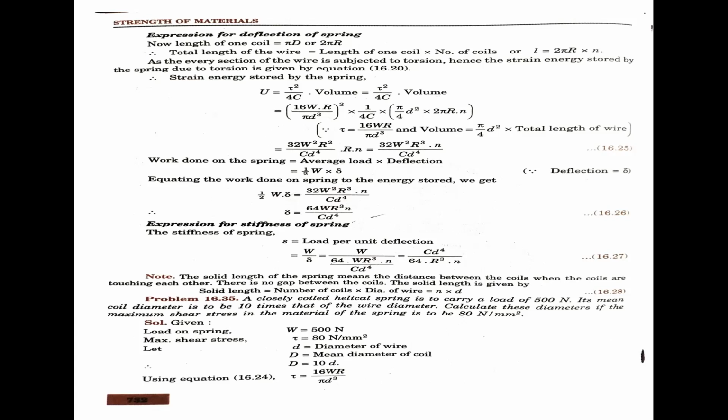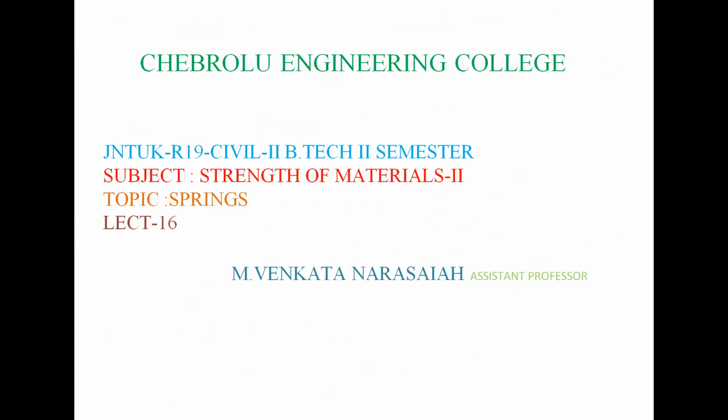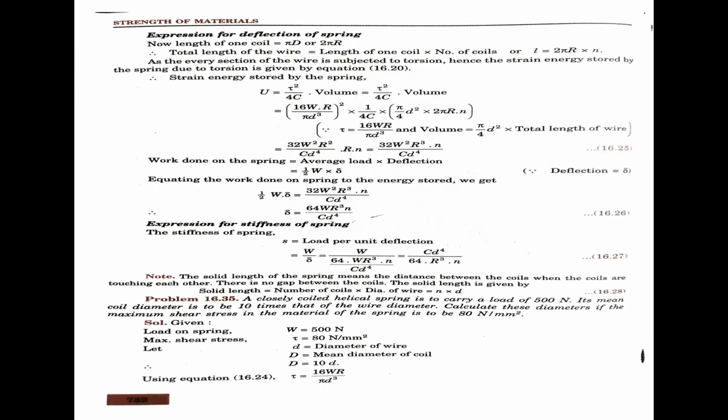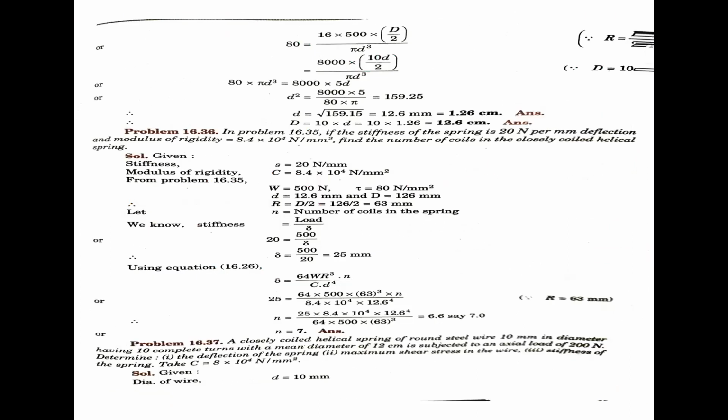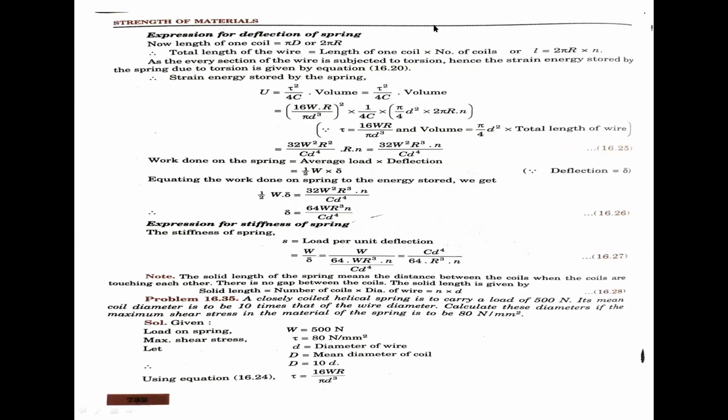The torsion equation was already explained in the last class. The strain energy stored by the spring, U, is equal to tau square by 4c into volume. You know the value of tau, so we have to substitute. Finally, volume is area into length, and I have to substitute this in the equation.